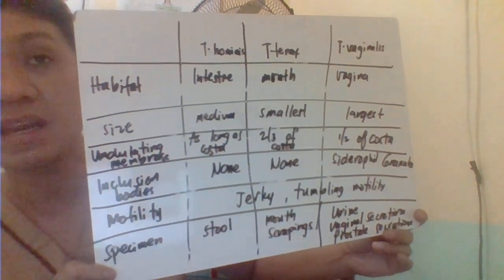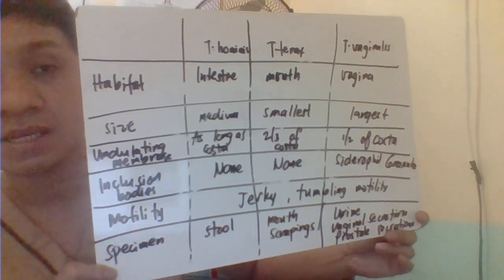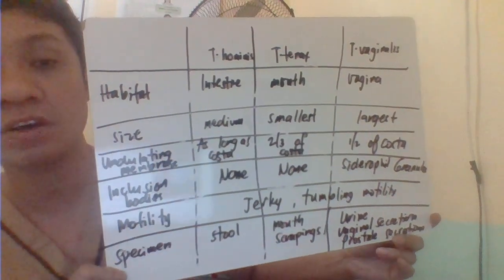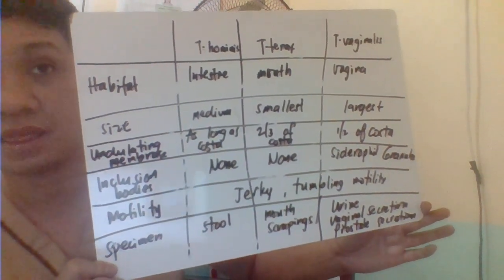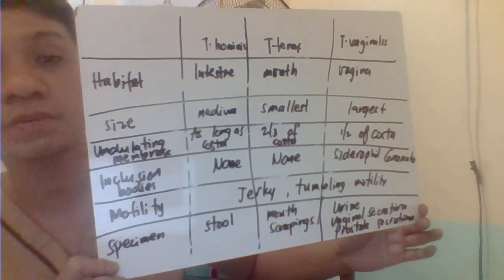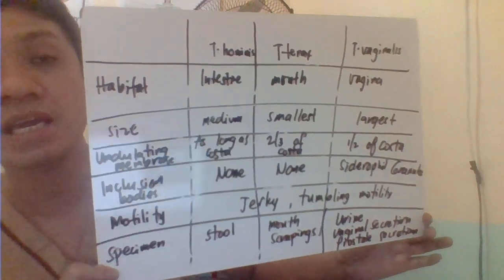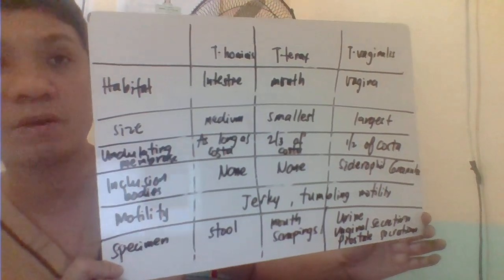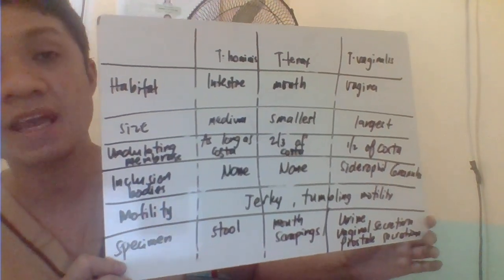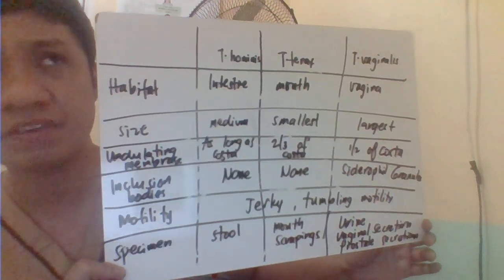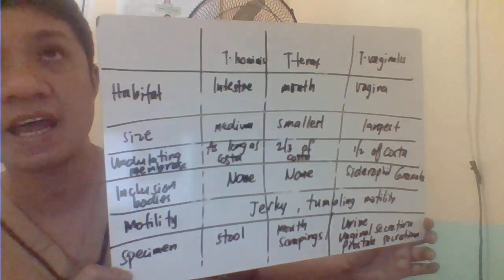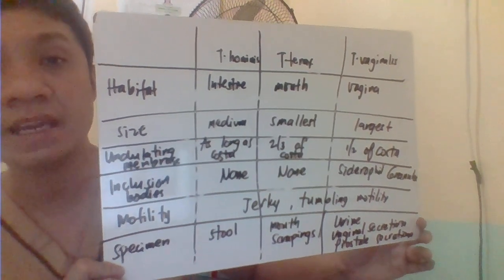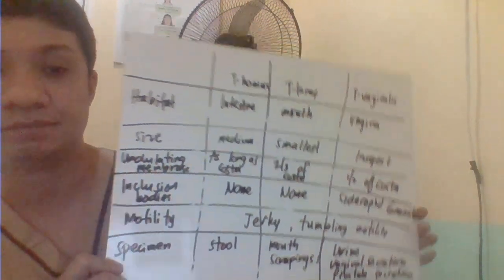For the specimen, tenax, mouth scrapings. Then for vaginalis, you could have urine, prostate secretion, vaginal secretion. And for hominis, we are using stool sample. All of them are capable of jerky, tumbling motility. All of them would have flagella, approximately 1 to 4 na flagella. Could have 4 to 6, for example in your vaginalis, but usually 4, an average of 4. And all are on the anterior side.